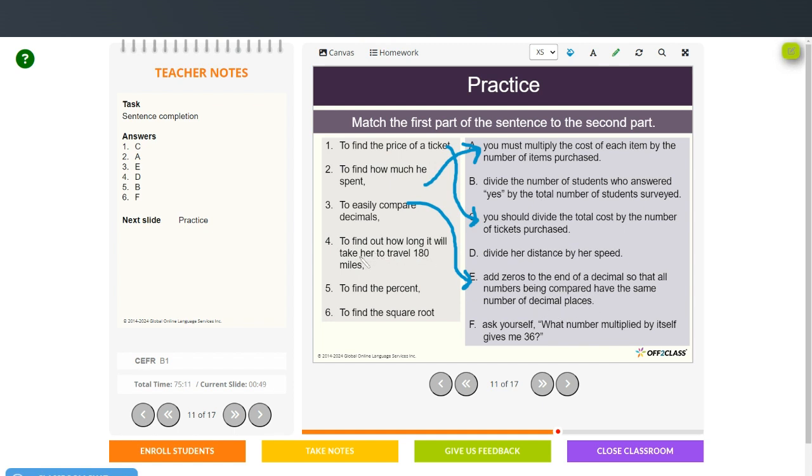To find out how long it will take her to travel 180 miles, divide her distance by her speed. To find the percent, divide the number of students who answered yes by the total number of students surveyed. And to find the square root, ask yourself, what number multiplied by itself gives me 36?